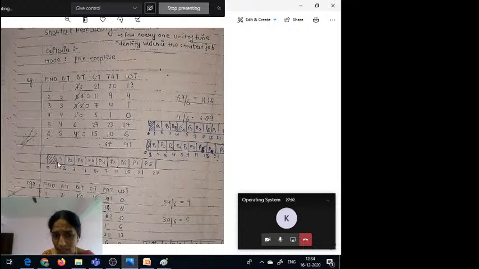It enters at 1 millisecond, and after 1 millisecond it comes out of the CPU, so at the 2nd millisecond it comes out. So what is the waiting time? That is 15 minus this 2, which is 13. Okay, coming to P2.